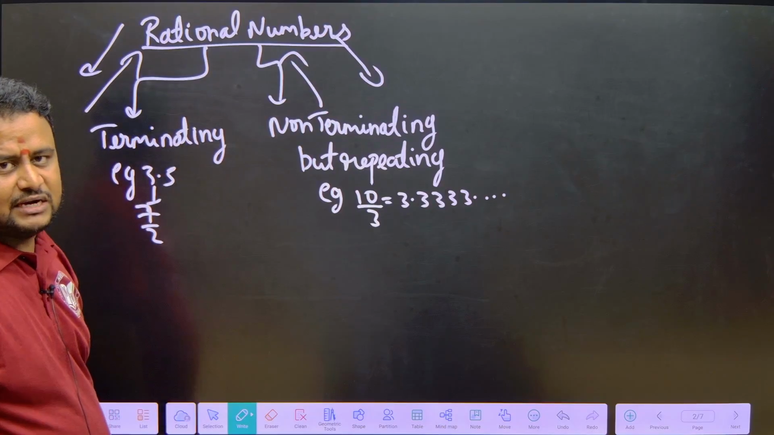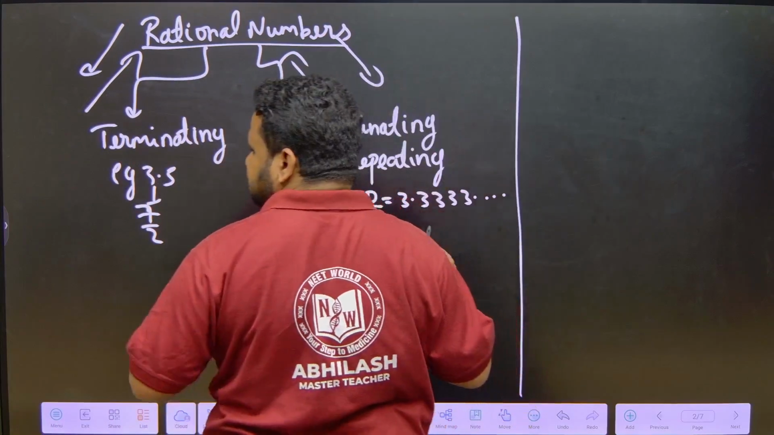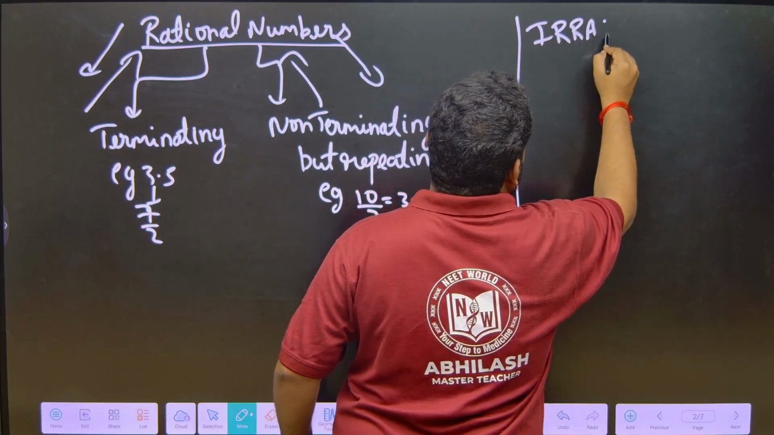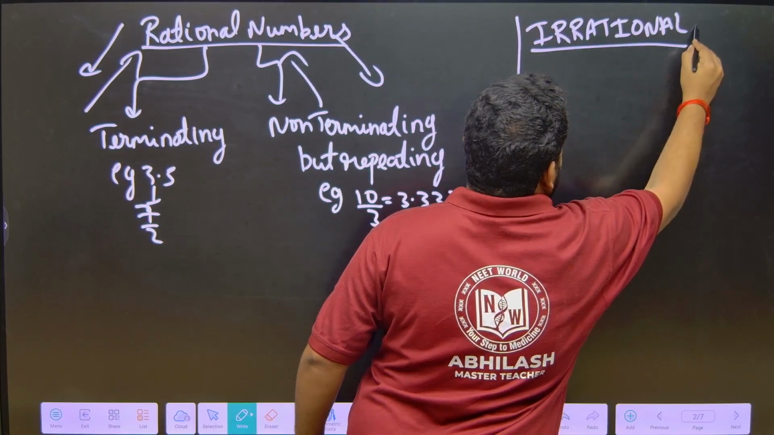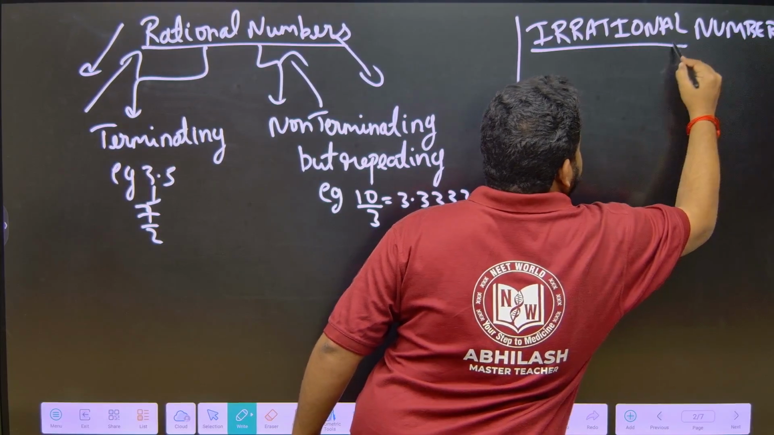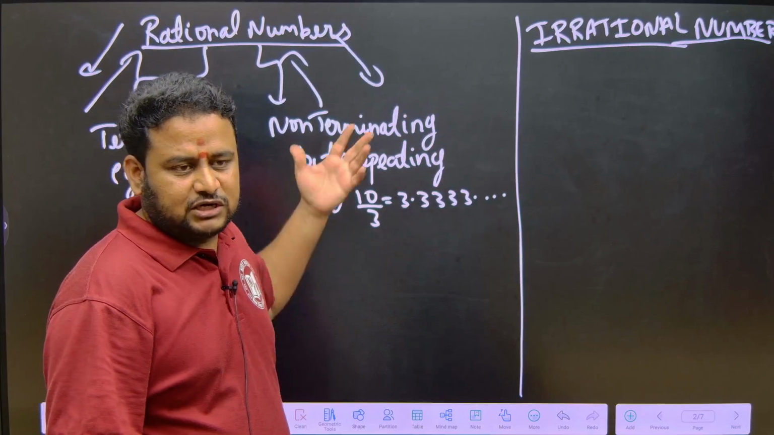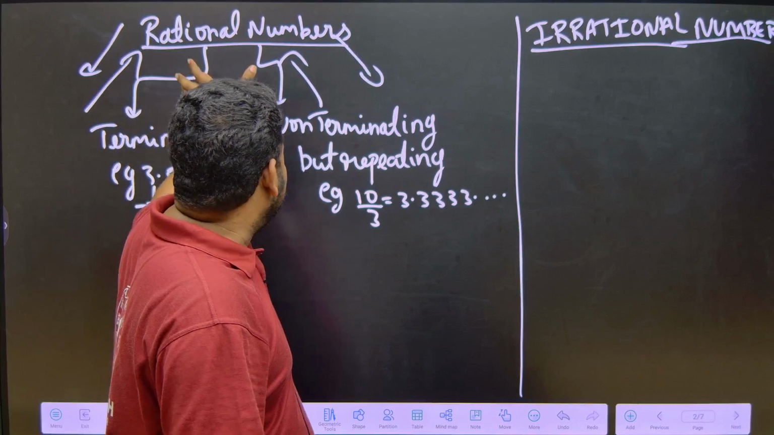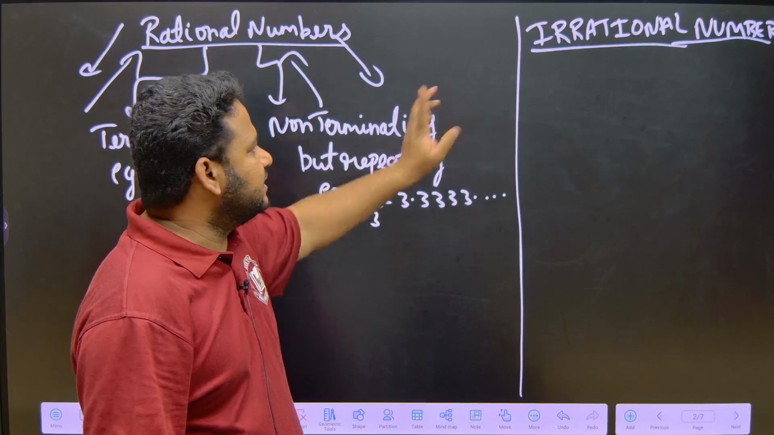Now, till now we have learnt about rational numbers. Now, we will learn another type of number that is called the irrational number. Here we will be learning irrational numbers. So, irrational number means what? The word itself says whatever is not rational is an irrational number. A rational number is terminating, or it is repeating. Which is neither terminating nor repeating, it is an irrational number.